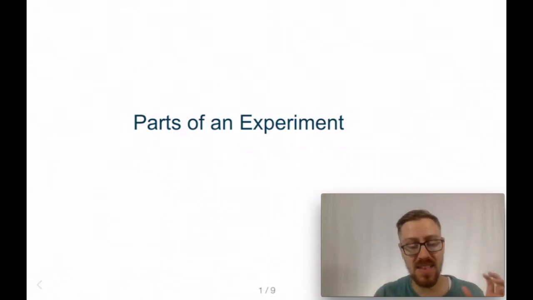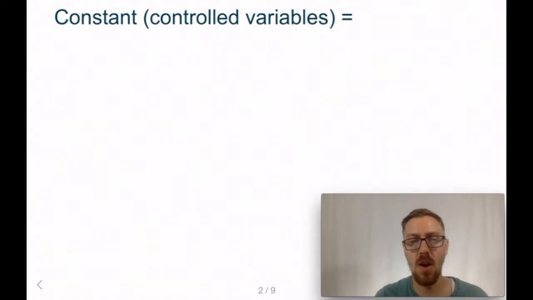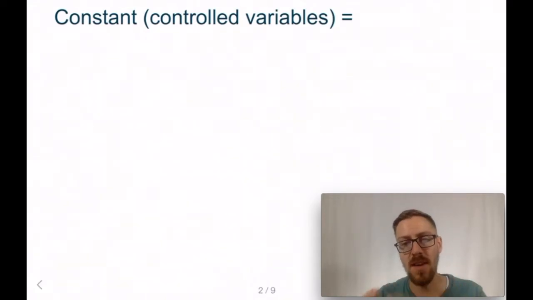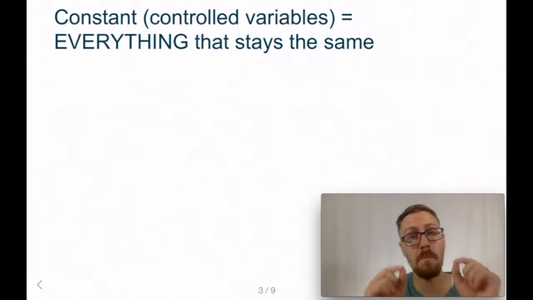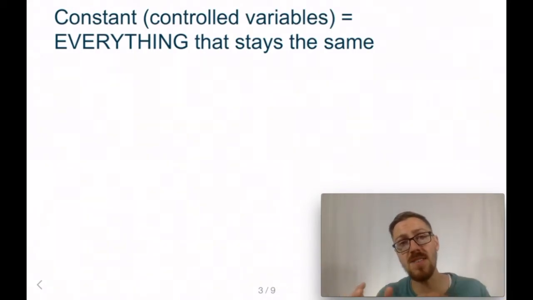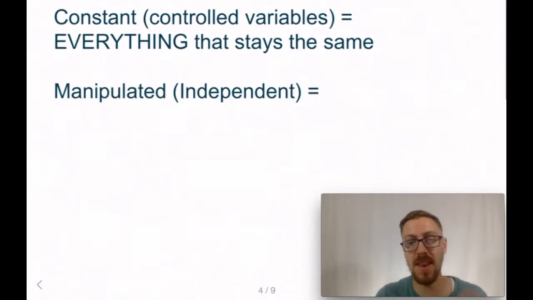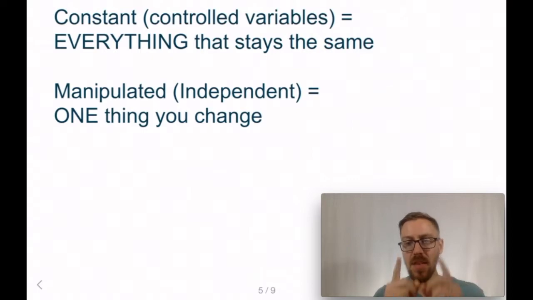Now, the vast majority of those parts of an experiment need to fall into the first bucket, which is a constant. Another name for that would be a controlled variable. These are all the things in your experiment that don't change from trial to trial to trial. They're things that you keep the same on purpose. Because if you change them, they're what's called a manipulated or an independent variable. That's the one thing that you change when you're looking for that relationship.